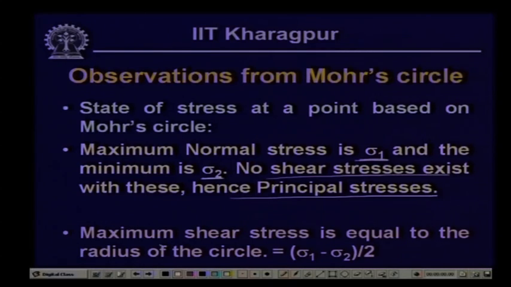Also, we have seen that the maximum shear stress is equal to the radius of the circle, which is the square root of ((sigma x minus sigma y) by 2) square plus tau x y square, and the radius in terms of sigma 1 and sigma 2 is sigma 1 minus sigma 2 by 2, which we have seen earlier through our transformation equation as well.